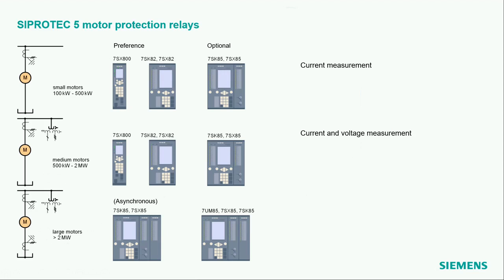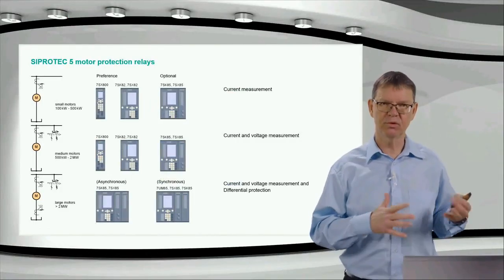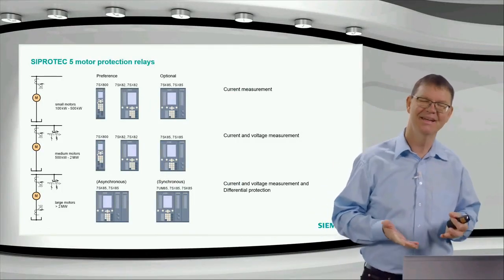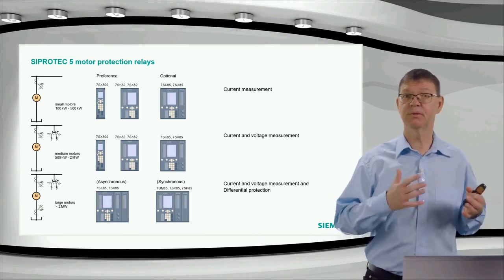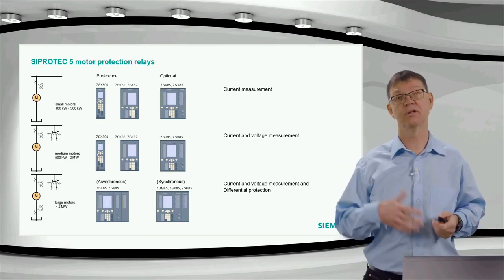In the near past, let's say recently, we added also protection functions for synchronous motors in the 7SK85. So now we have there also the out-of-step protection and the under-excitation protection, for example. And in the 7SX85, of course, there is everything possible to load inside, so also the complete scope of 7UM85. So therefore, this is also suitable for both types of motors at the end. So these devices, the modular devices, when we need a differential protection because we need a separate current transformer or a second current transformer.